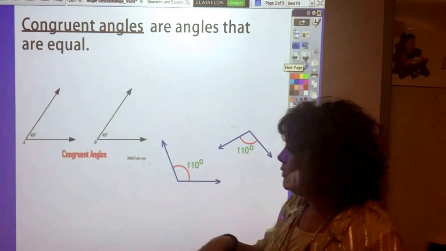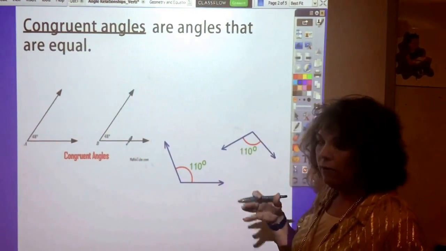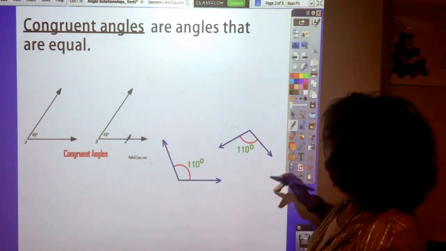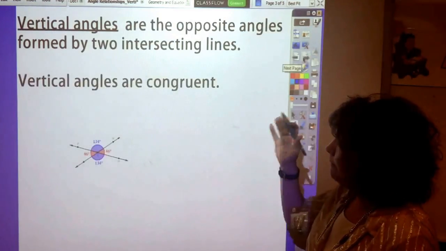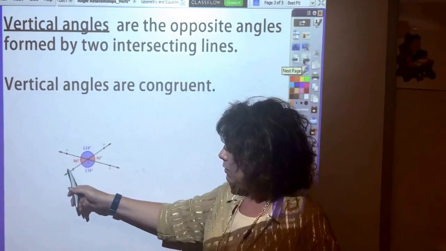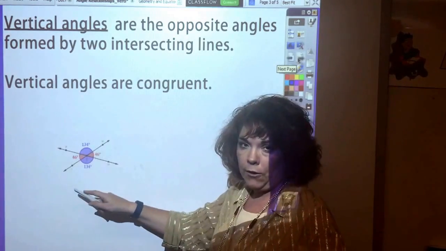So you may be told that they're congruent. They don't have to be next to each other, but you're told that they're congruent. That means the angles are the same measure. Or they're vertical angles, and these are opposite angles. So you see these intersecting lines and lines crossing over.